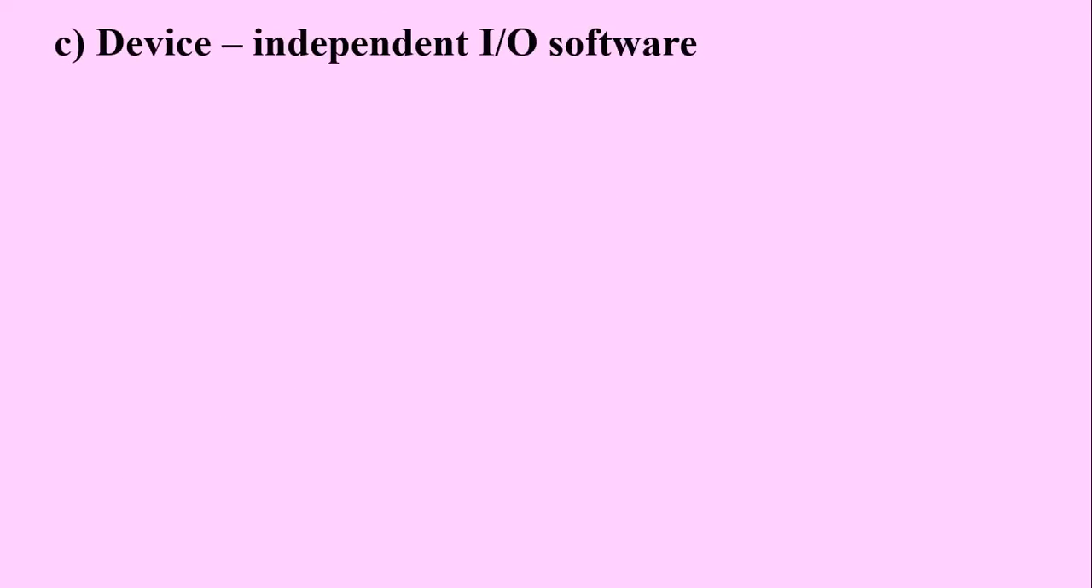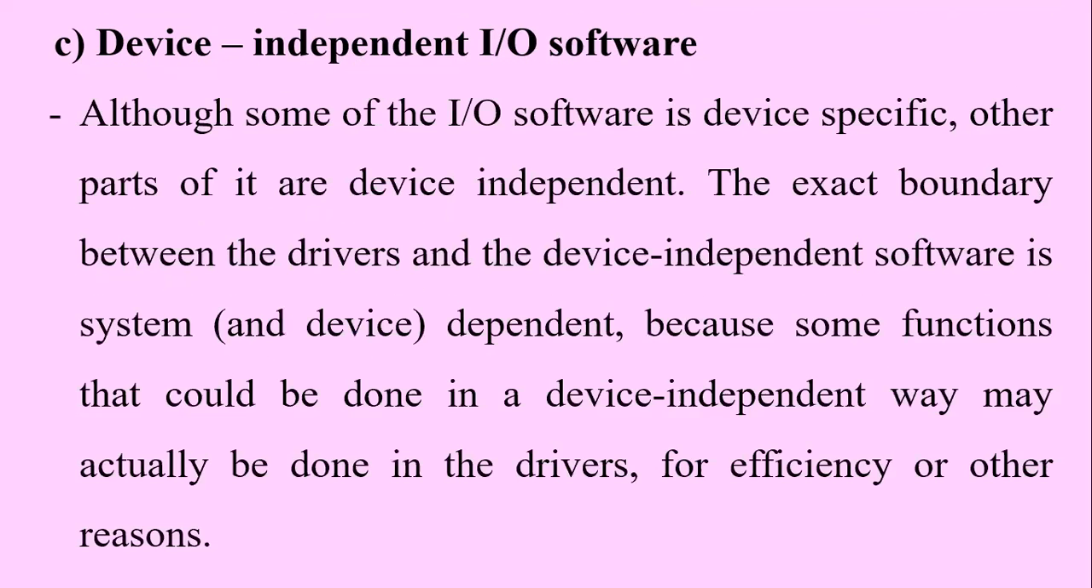Let's now look at device-independent I/O software. Although some of the I/O software is device-specific, other parts of it are device-independent. The exact boundary between the drivers and the device-independent software is system and device-dependent, because some functions that could be done in a device-independent way may actually be done in the drivers for efficiency or other reasons.